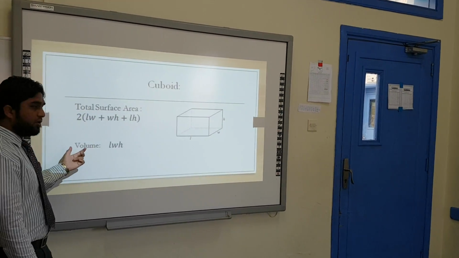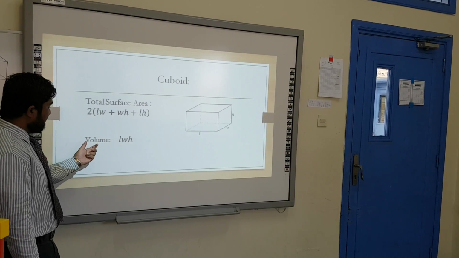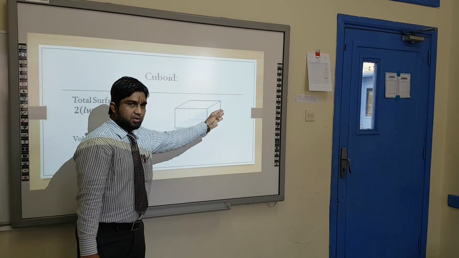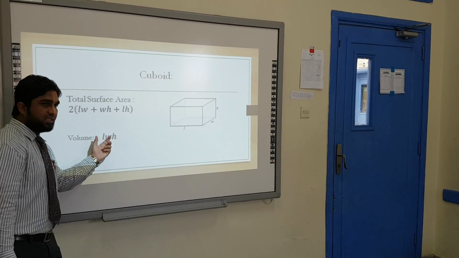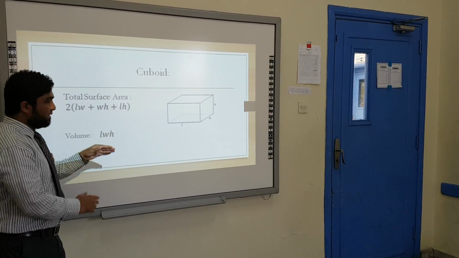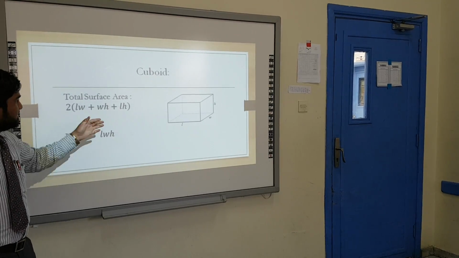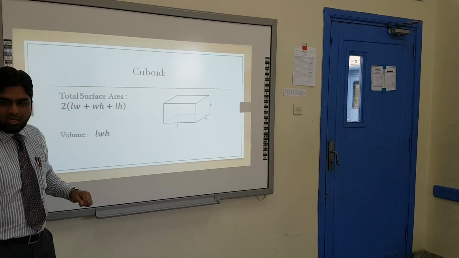Now the second thing we are going to learn is how to find the volume of the cuboid. If you have all three dimensions, we can multiply all of them together to find the volume of cuboid. We will see some examples of how to find total surface area and volume.